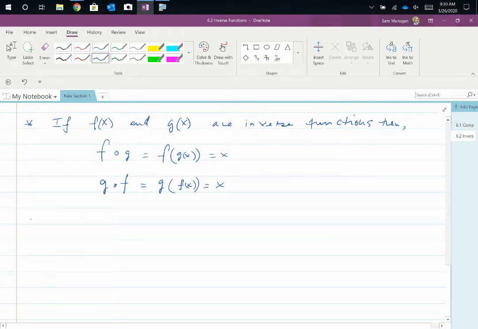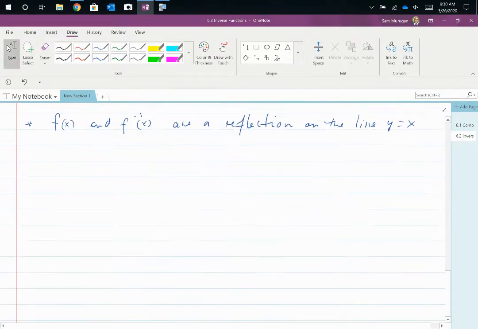And finally, f of x and its inverse are a reflection on the line y is equal to x. This is a nice little property that you can see when you actually graph the function. Let me give you a quick illustration of it.